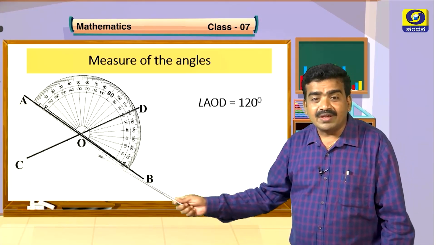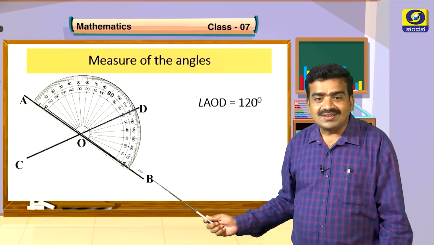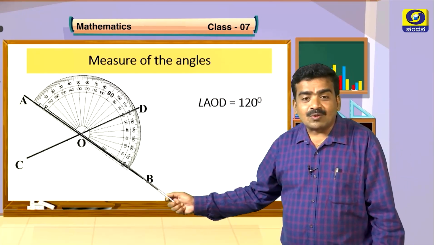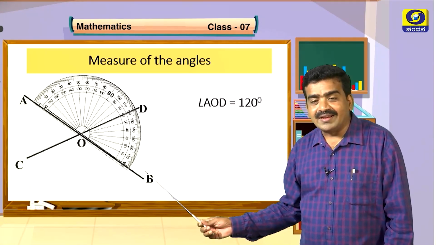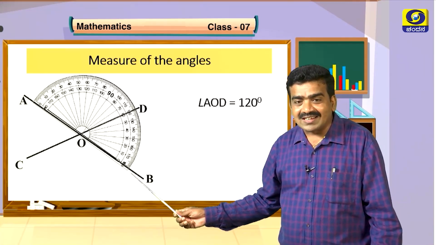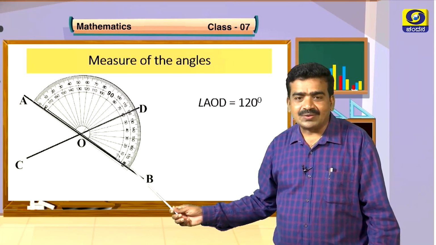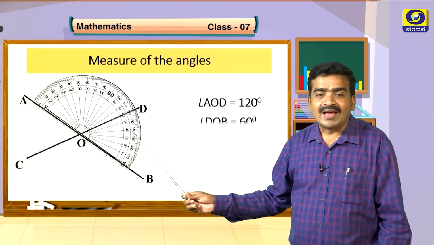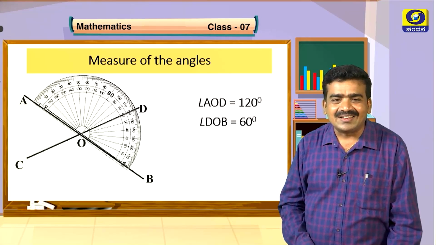Then what about angle BOD or DOB? How to take the measurement? Here, on line OB, you have placed the protractor towards the left of the line, then you have to take the readings from the right side. While taking the readings, you have to consider the second readings over here, that is the inner reading: 0, 10, 20, 30, 40, 50 and 60. Therefore, angle BOD or DOB measures 60 degree.